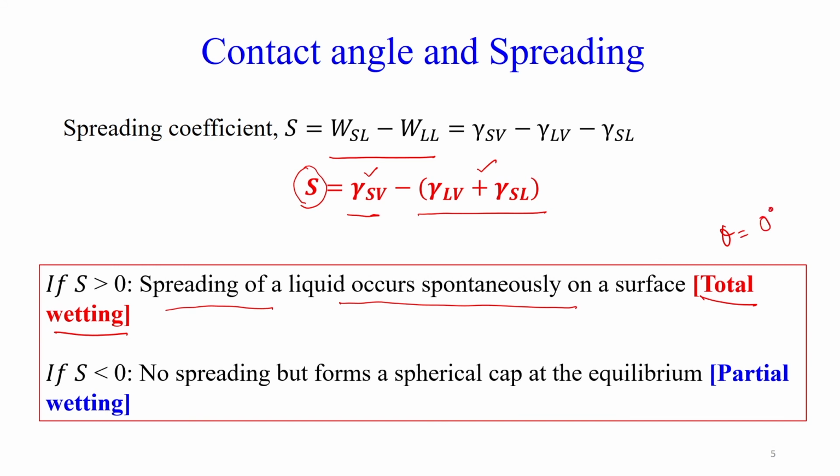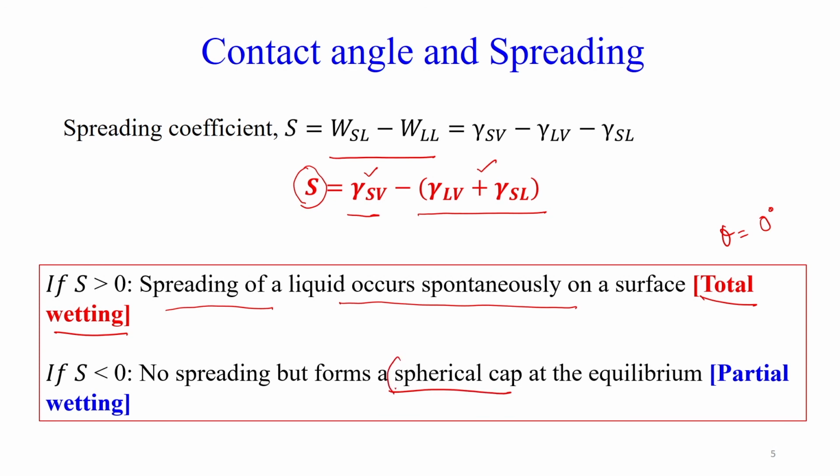Now, next case, if the surface tension of liquid vapor plus solid liquid interface is higher than that of the solid vapor interface, in this case the value of S will be less than 0, then there will be no complete spreading, but the liquid drop will form a spherical cap at equilibrium, and this process is known as partial wetting.